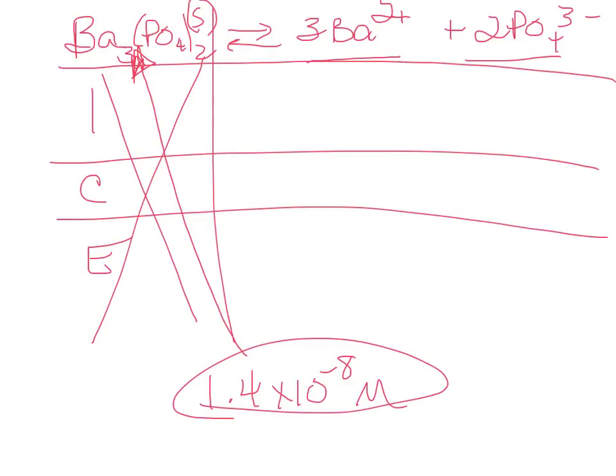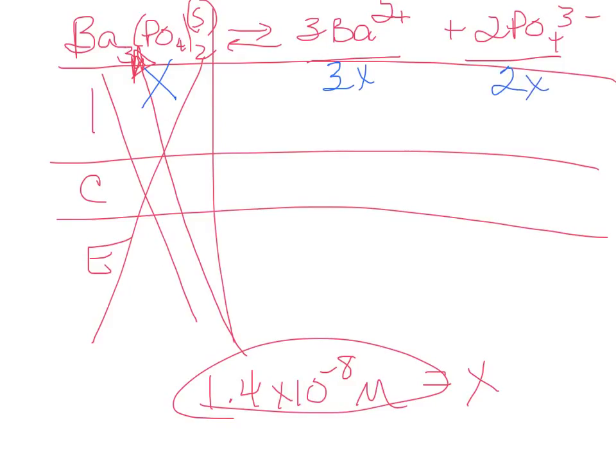So now when you're dealing with solubility, we're going to call that X. Remember I said solubility is related to X. So if we call the solubility of barium phosphate X, what would the solubility of the barium ion be, or the concentration? Solubility and concentration are really kind of the same thing. So then the barium would be 3X, and the phosphate ion would be 2X.